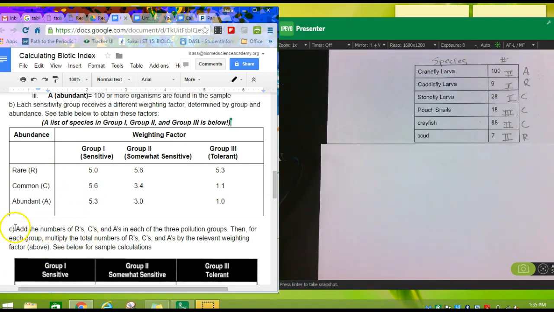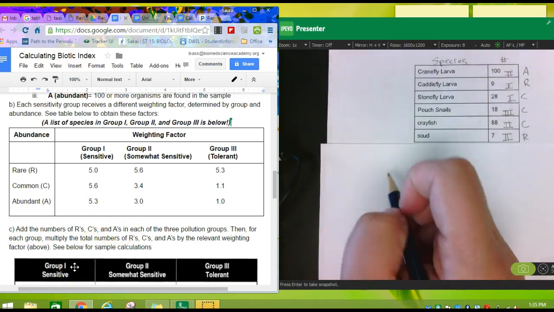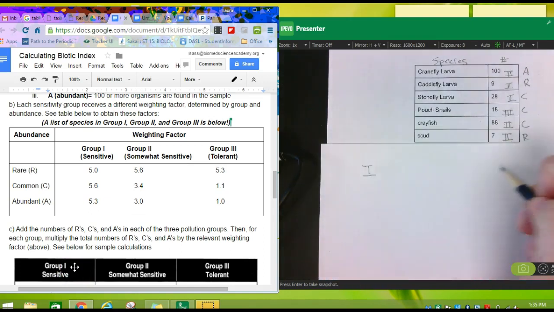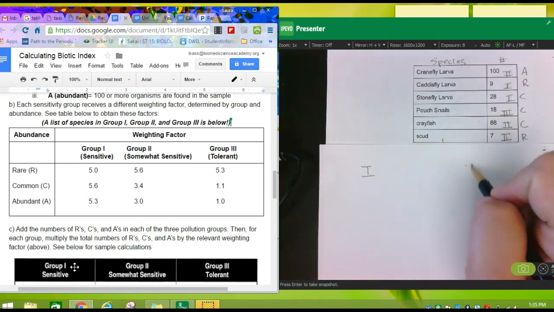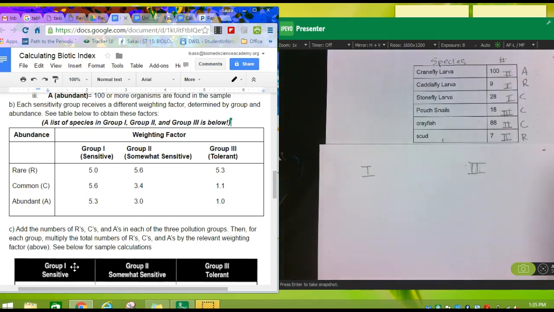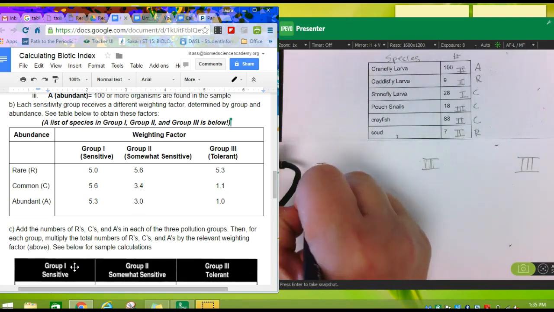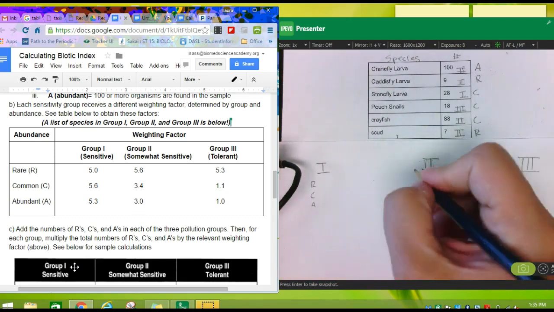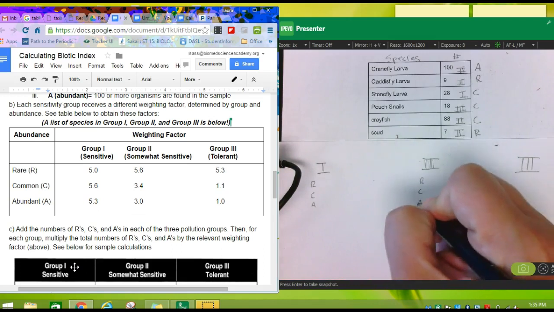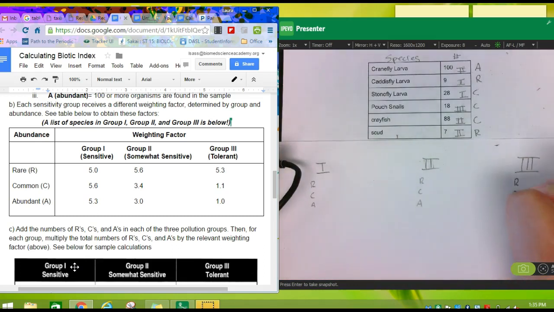So we're down here at part C. Add the number of RCs and A's in each of the 3 population groups. This is what I like to do. I like to organize it, and I'm going to look at group 1, group 2, and group 3. And under each group, I'm going to write an R, a C, and an A for rare, common, and abundant, so that I have an easy way to keep track. This is just how I like to organize it.